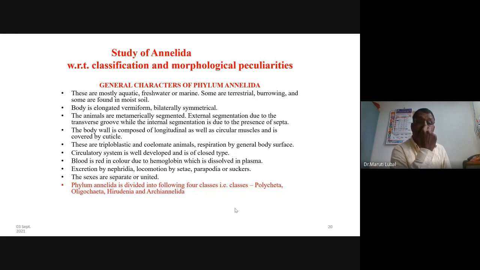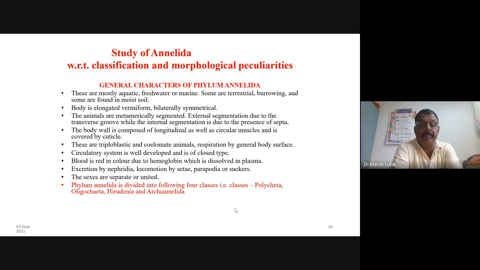The body is elongated, vermiform, bilaterally symmetrical. The animals are metamerically segmented. External segmentation is due to the transverse grooves, while the internal segmentation is due to the presence of the septa. The body wall is composed of longitudinal as well as circular muscles and is covered by the cuticle. The body wall of Annelida is covered by the cuticle.